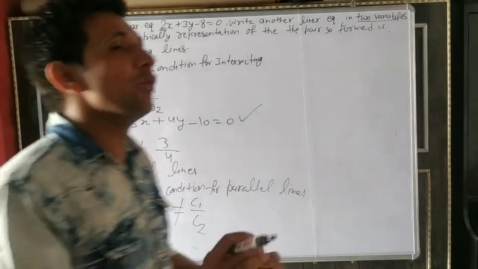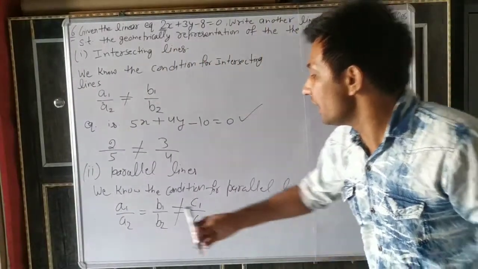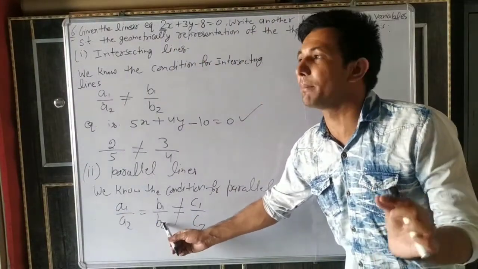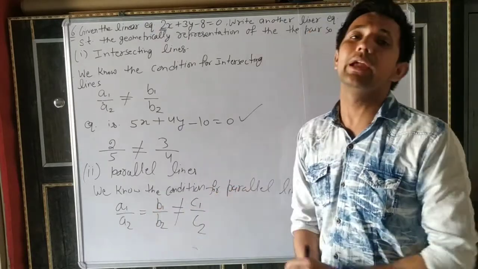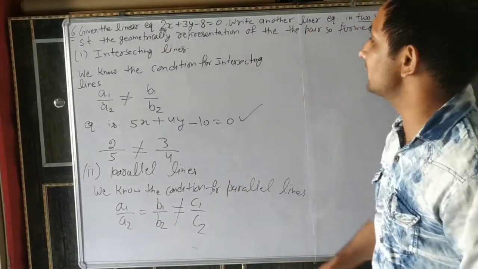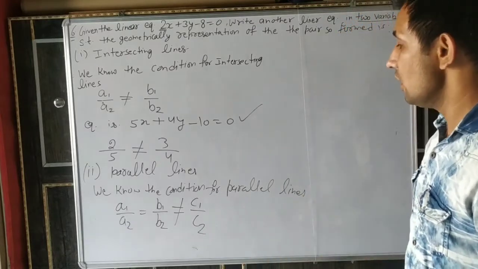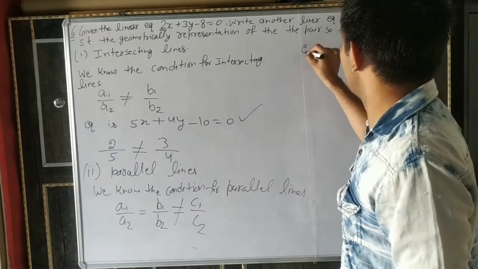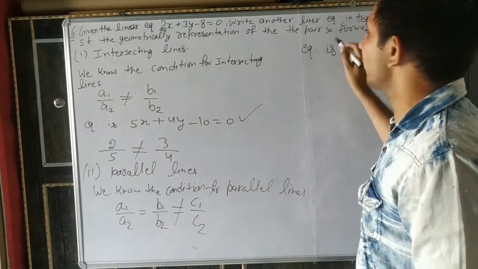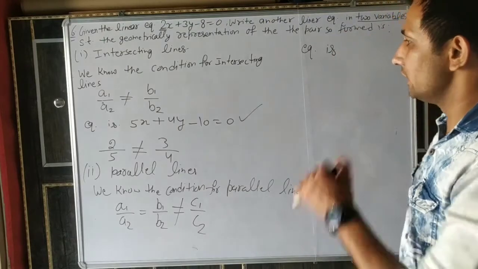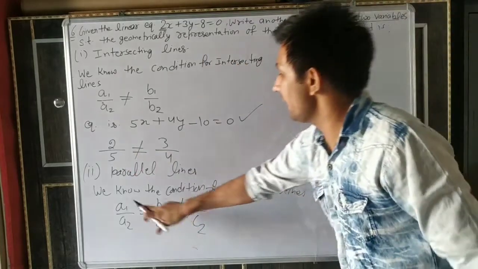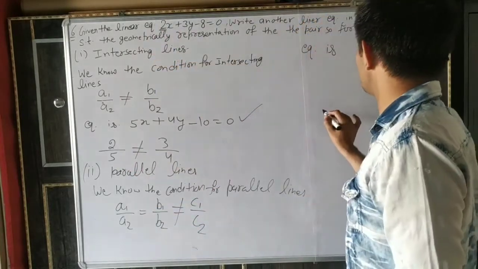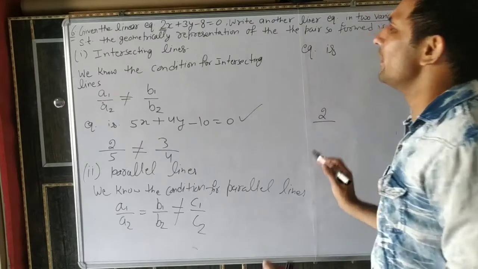So now you have to think, dear, A2 and B2 should be such numbers that when we take them, their ratio is equal. So what is A1, dear? You can write the equation. A1 is 2, any number. So any number you can take.